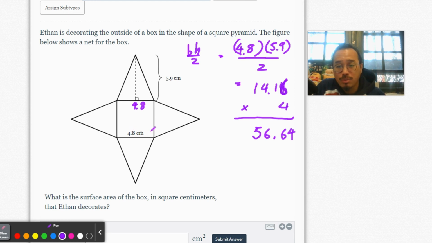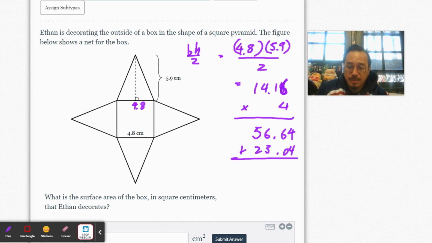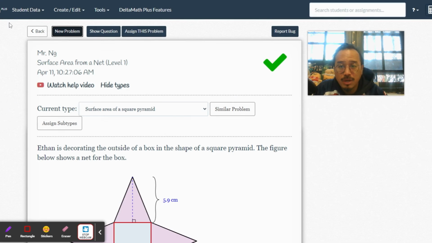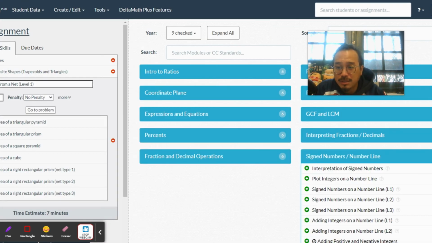Now I got to figure out the square, which is a 4.8 by 4.8. So 4.8 times 4.8 is 23.04. Add those up. Plus 56.64, right? What's that? 79.68. All right. 79.68. Yes, I hope I'm right. I am right. Nice. All right. What else? I think that's it. Okay. All right. So that's it.